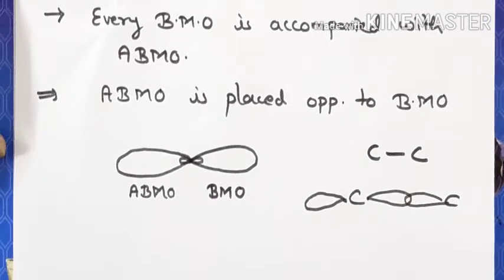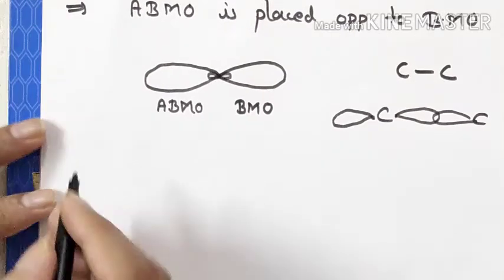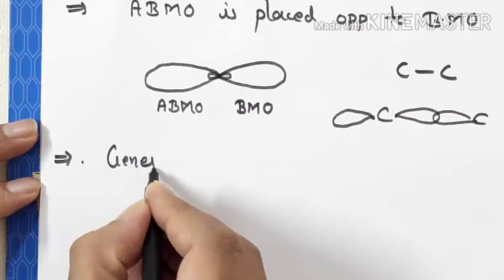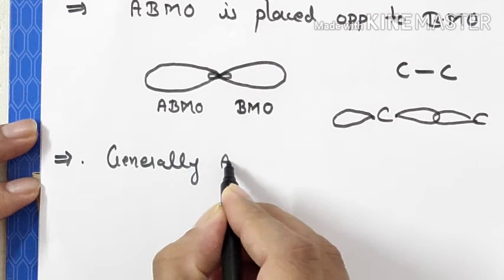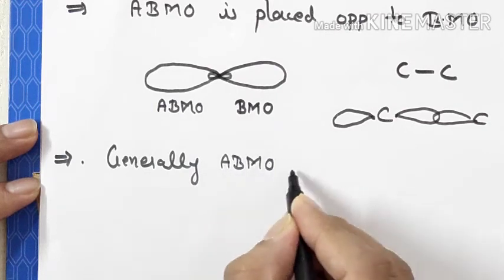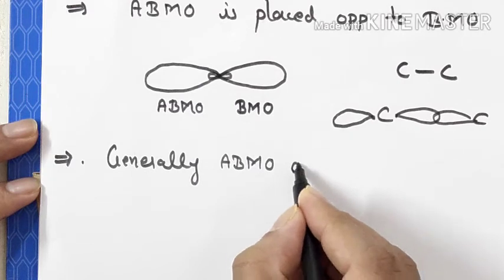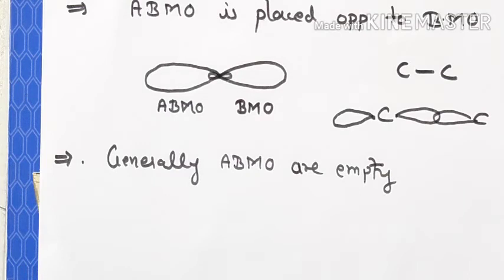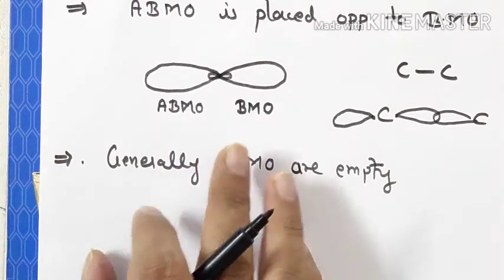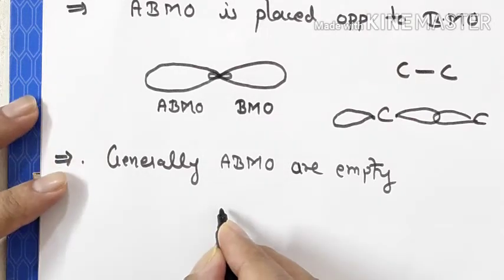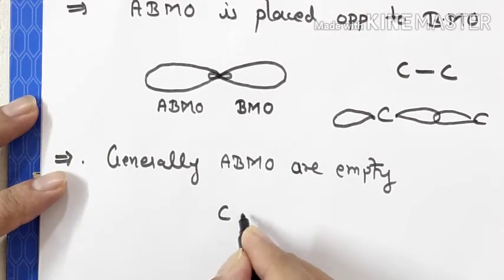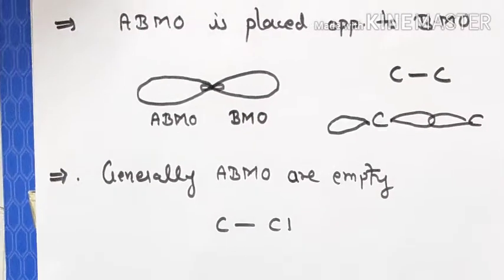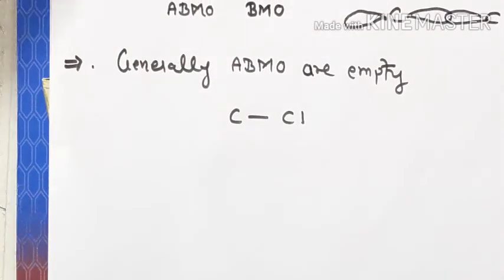Now, moving to the next point. Generally, anti-bonding molecular orbitals are empty. Generally, they are empty. Now what does it mean? Understand. Suppose there's a bond between carbon and chlorine. How will I show it in terms of orbitals?